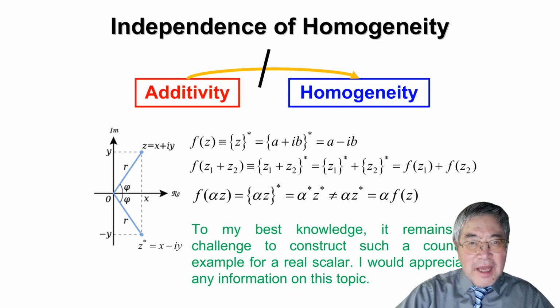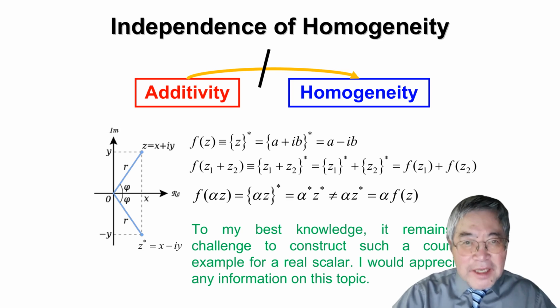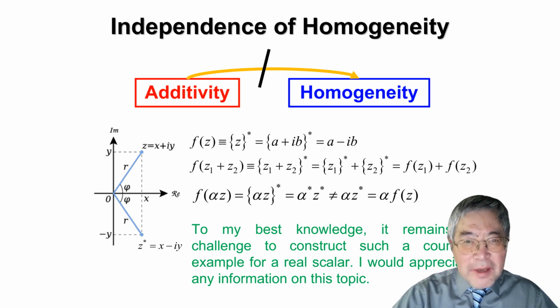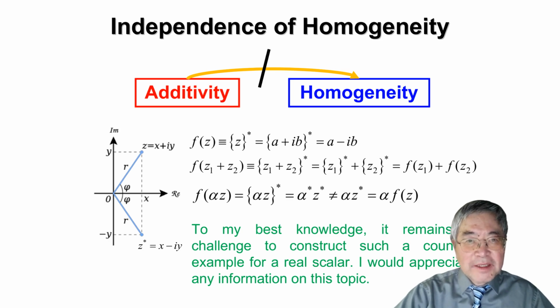In the previous slide, we explored how additivity and homogeneity can be equivalent under certain conditions like continuity. But here we will see that equivalence doesn't always hold. Let's break it down. This example focuses on the complex conjugate operation. The system is defined as f of z equals z star, where z equals x plus iy. Taking the conjugate of z flips the sign of the imaginary part, so f of z equals a minus ib.